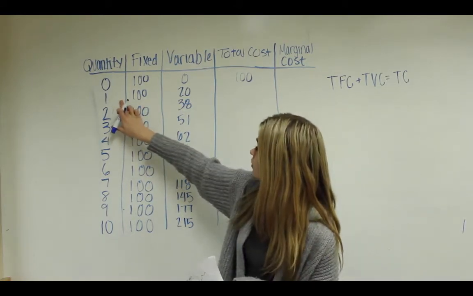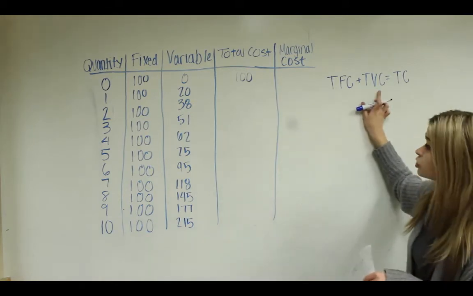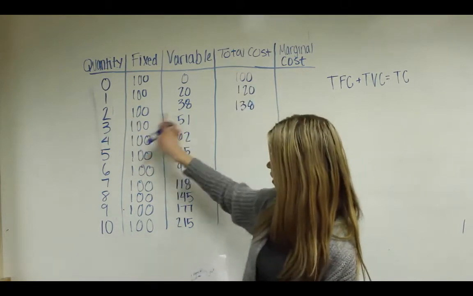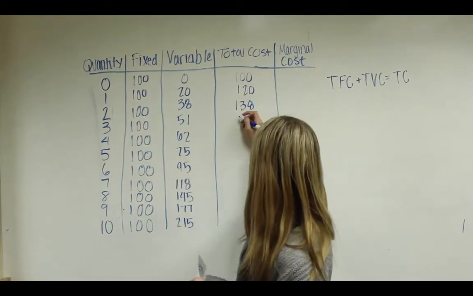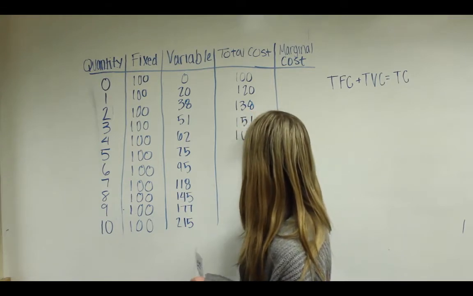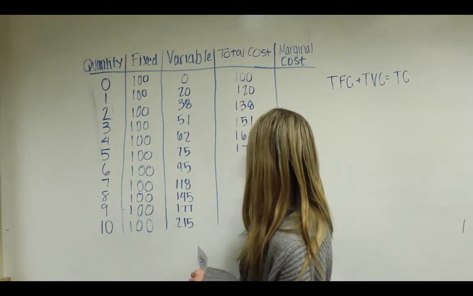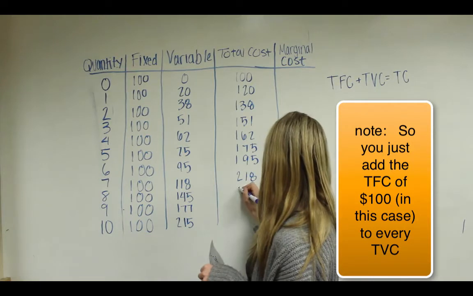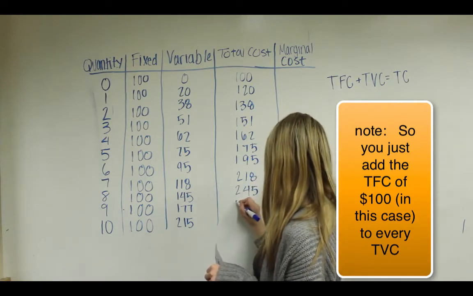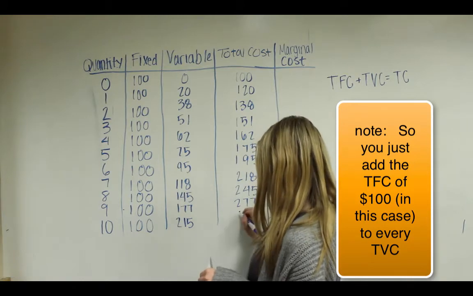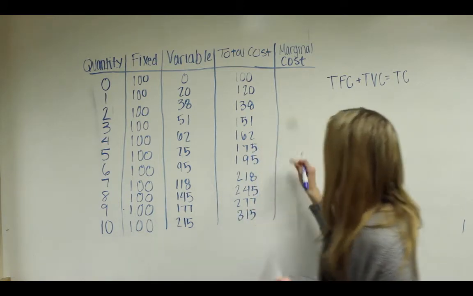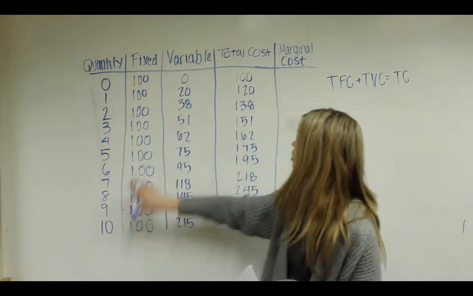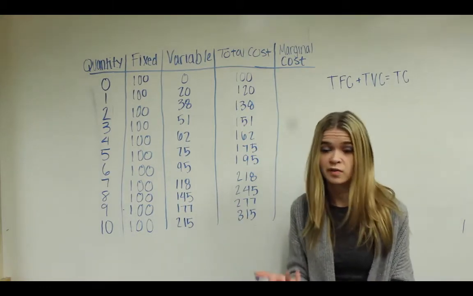So when we have an output of 1, then we're adding our total fixed and our total variable together. 100 plus 20, 120. At 2, 138. At an output of 3, 151. And continuing down. So, as we would conceptually just guess, as our quantity is going up, our total cost is going up, because as we're making more, we have to pay more.